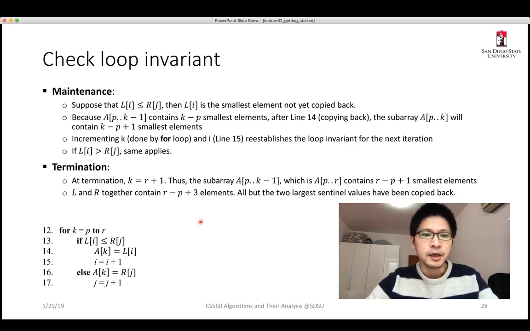in sorted order. L and R together contain r-p+3 elements, because we need to consider the two sentinel elements, infinity. But all but the last two largest sentinel values have already been copied back. Therefore, the termination condition is also satisfied. So this is how we formally check the correctness of the merge procedure, especially for the for loop from line 12 to line 17.